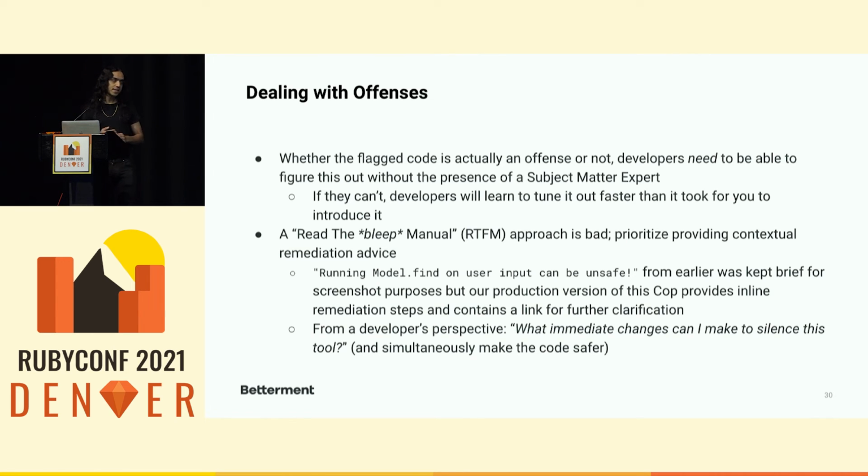So one way we've addressed that is by trying to add inline remediation advice as much as we can. So our production version of these Rubocops will actually tell you, hey, this is what you're doing, this is what the code might actually need to look like. And instead of having a massive message, we actually link out to some documentation that goes into a little bit more detail about what remediation could look like.